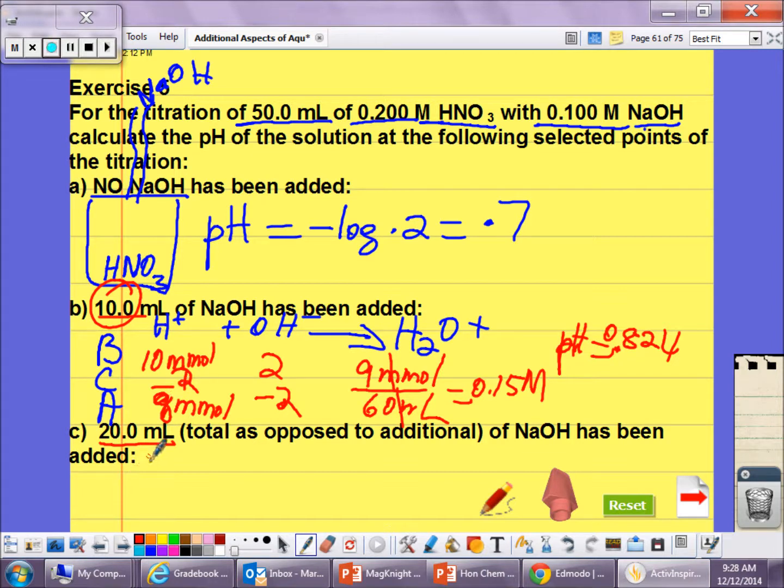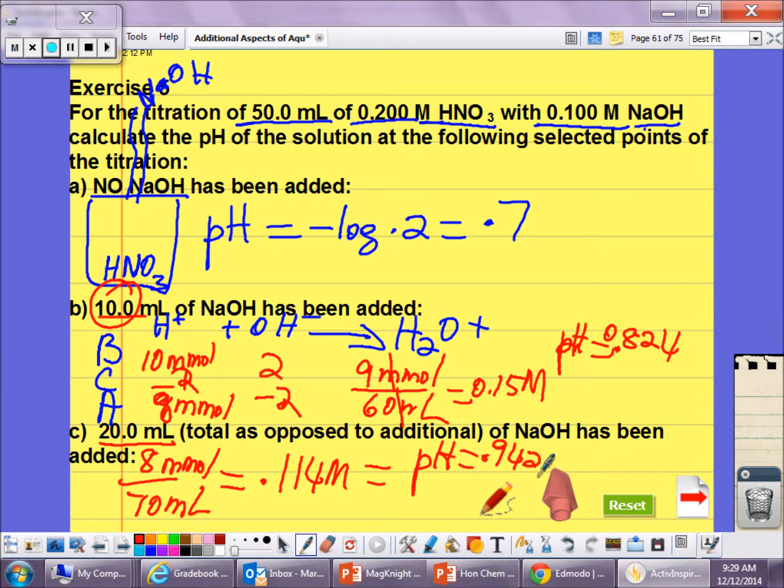So I do 8 divided by the total volume. It is 20 plus 50, which gives you 70 milliliters. So the concentration is 0.114, and we just get the negative log of that. The pH at that point is 0.942. Okay, let's move on.